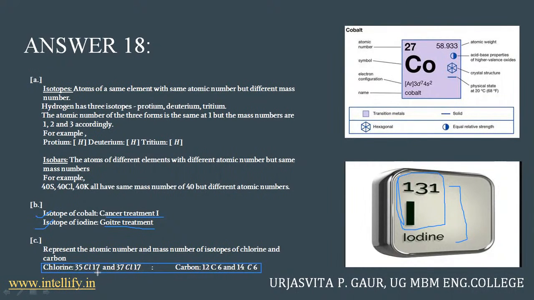Now since these are isotopes, the atomic number is going to remain the same. That is 17 here, 17 here, but the mass number is different. That's why it has a 35 mass number here and a 37 mass number here, and this is why these are two different isotopes of chlorine.